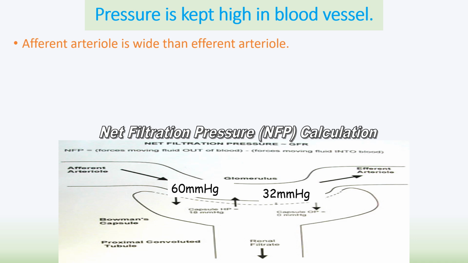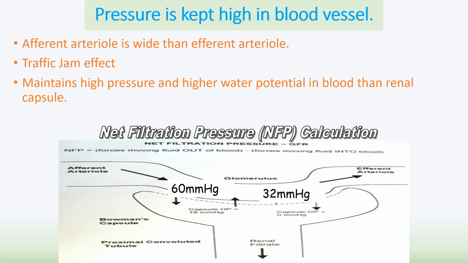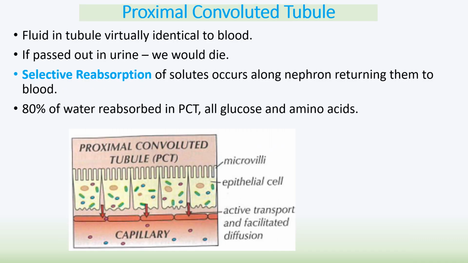So as said before, the pressure is high because of the difference between the arterioles. So the afferent arteriole is wider than the efferent arteriole leaving the glomerulus. So it's like a traffic jam effect, and it maintains a high pressure in the blood.